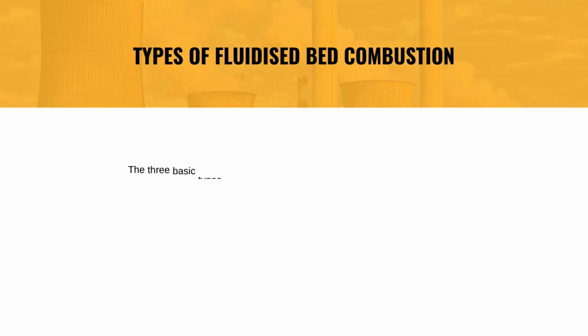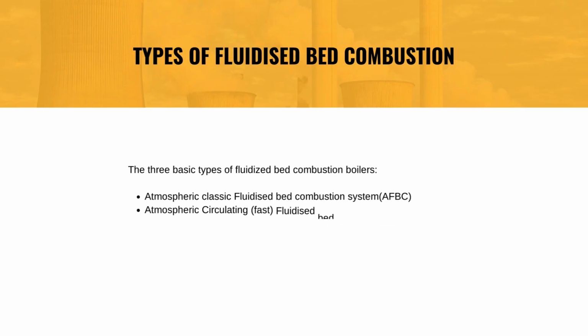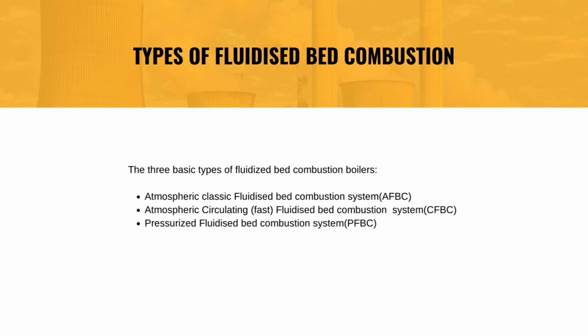Now, next we will discuss the types of fluidized bed combustion boilers. There are three basic types. Number 1, atmospheric classic fluidized bed combustion system, that is AFBC. Second one, atmospheric circulating fluidized bed combustion system, that is CFBC. And third one, pressurized fluidized bed combustion system, that is PFBC. We will discuss it one by one.